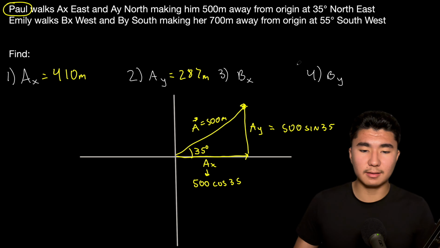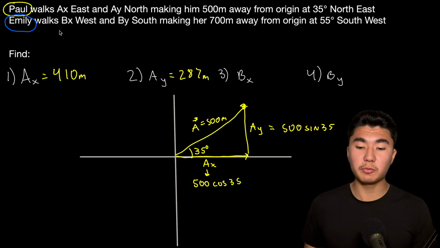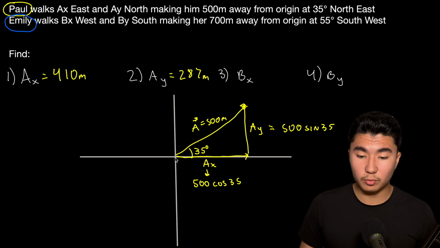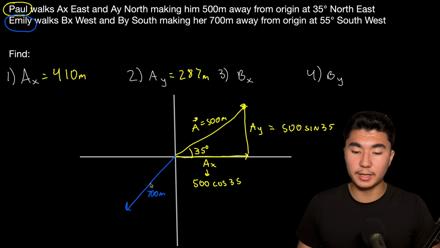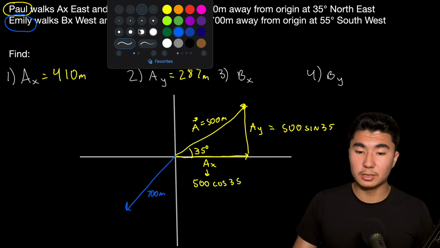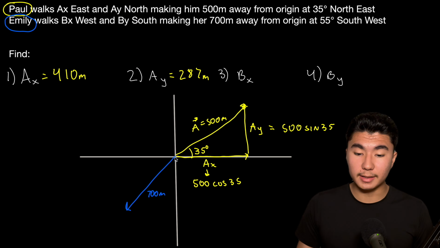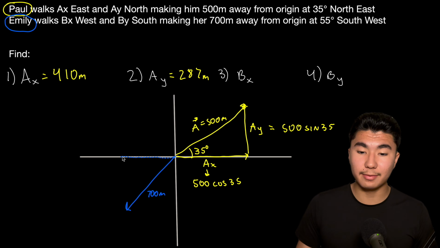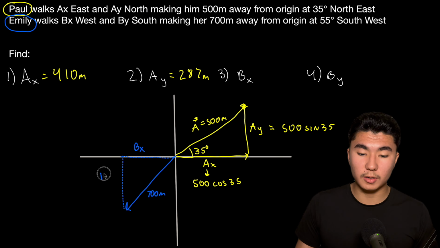So we just do the same exact thing, and I'm just going to represent Emily as blue over here. So Emily is going to represent our blue lines. Let's just say this represents 700, so we have 700 meters right here. This is going to represent our hypotenuse. We're moving BX west over here, and then we're moving BY south. This is going to represent our BX, and this is going to be our BY.